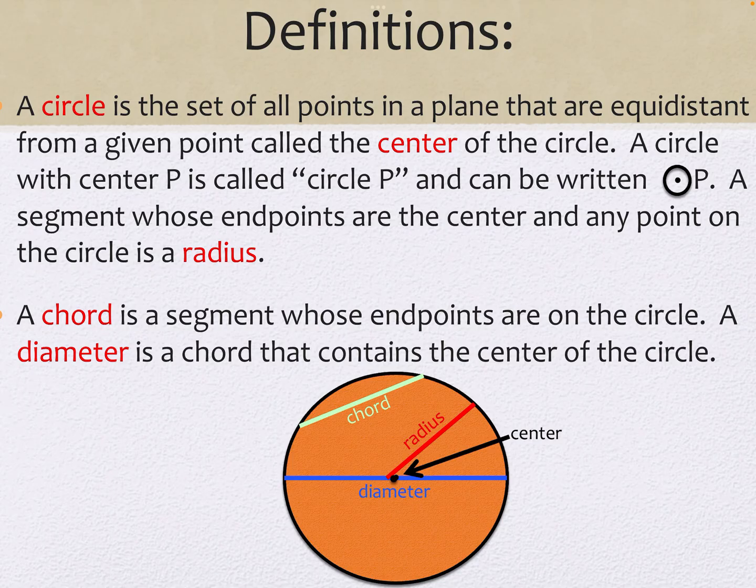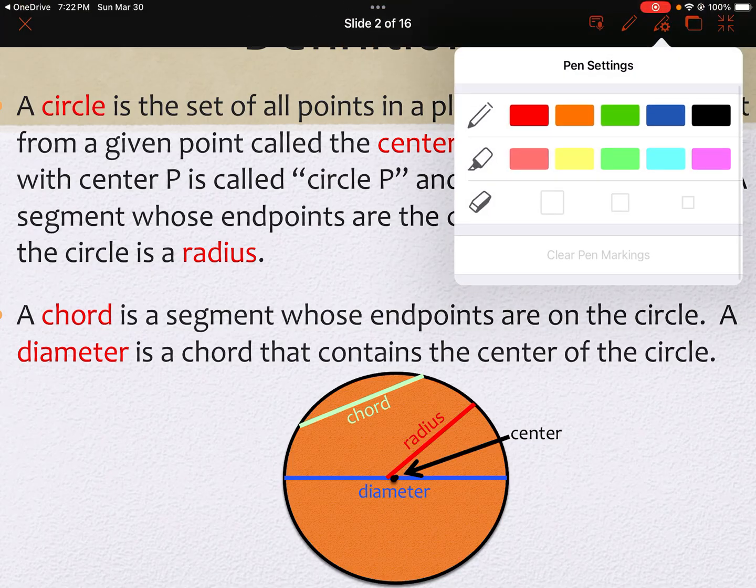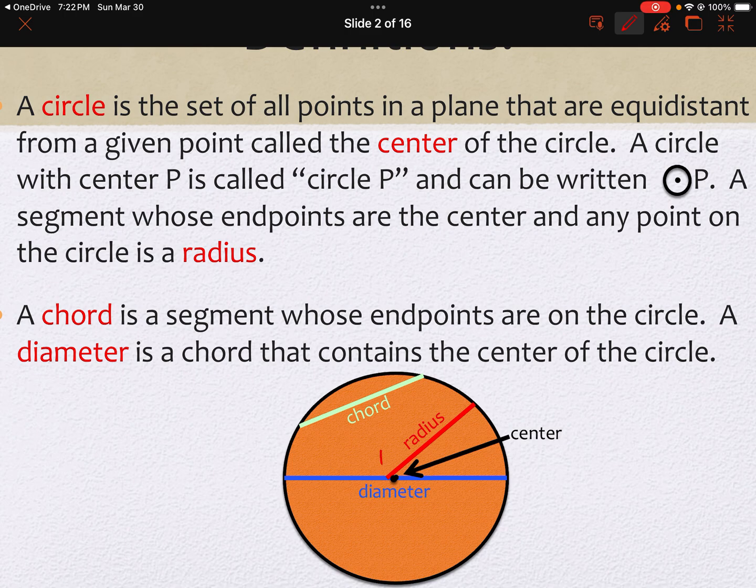The circle with center P is called circle P. So for example, let's say that this is point P. You would call this circle circle P, and you would write it like this. You'd make a little circle with a dot in it and put a P beside it. So you read that as circle P.